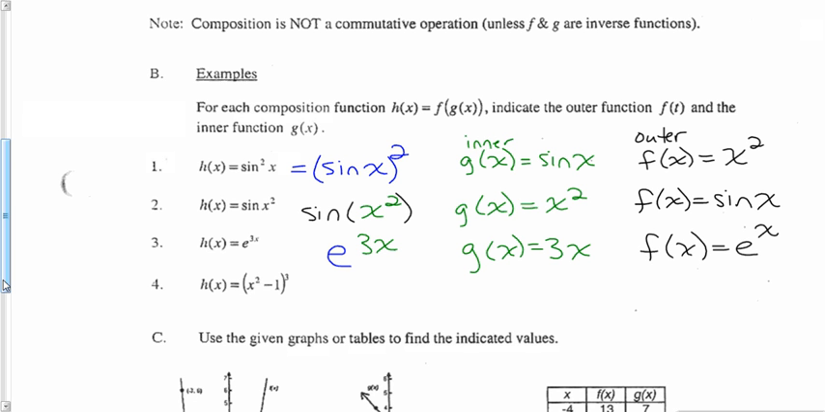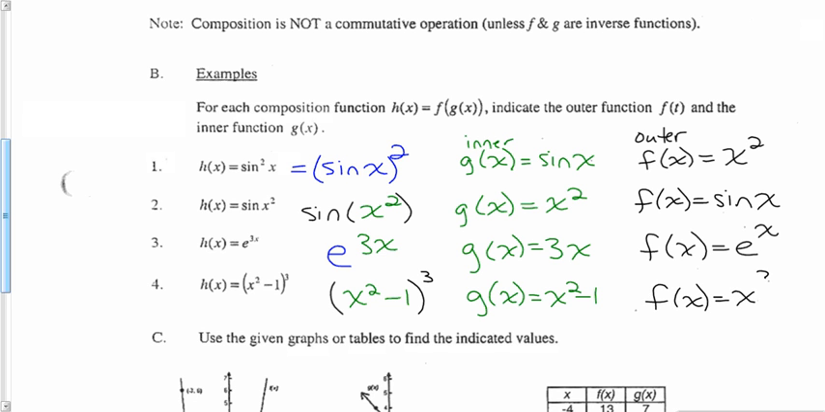In our last one, we have an inner function and an outer function. When I first input x, the first thing I do is square it and subtract 1. That's my inner function. Once I have this value, I take it and raise it to the third power. That's my outer function. So my inner function, g of x, is x squared minus 1. And my outer function, what I do to that, is cube it, so my f of x is x cubed.